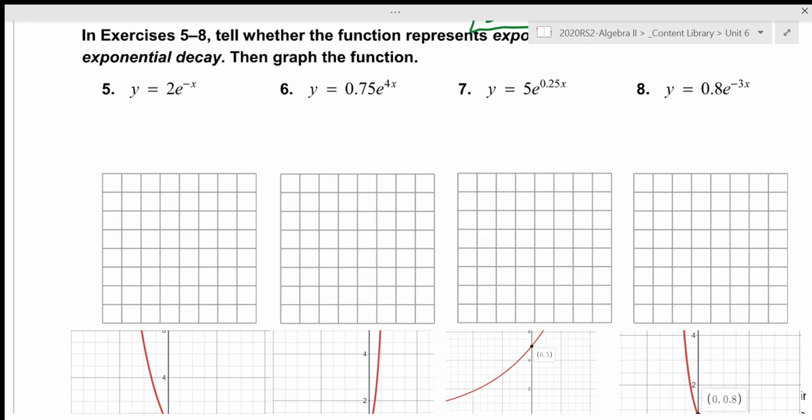All you have to do with these natural exponential functions is check the x in the exponent. Is it a negative or a positive value? In number 5, it's 2e to the negative x. Therefore, this is exponential decay. Next, you'll graph that on your calculator of choice.